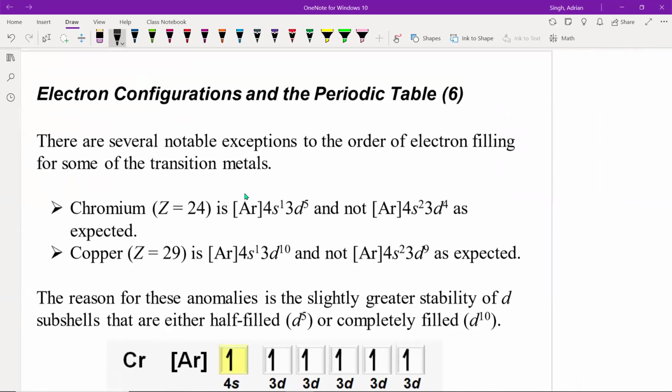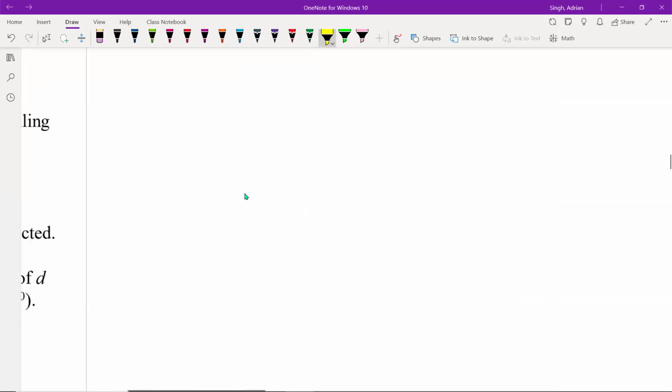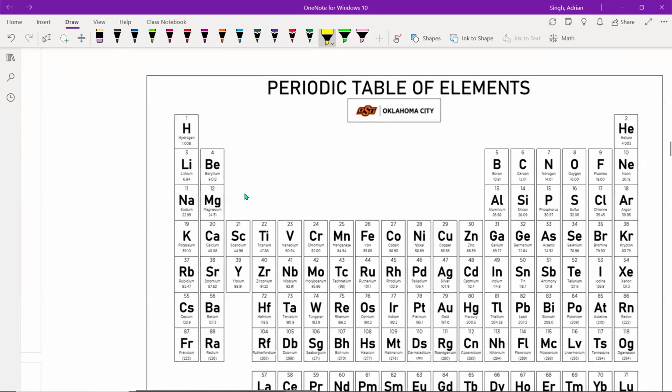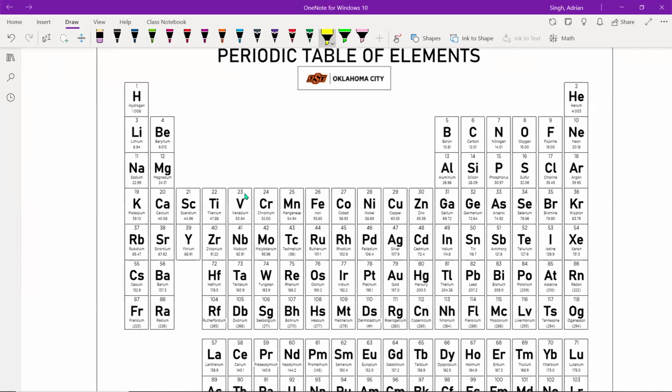Now, we do see a couple anomalous instances of electron configurations for a couple of those elements, and two of the more common ones that we'll see are chromium, atomic number 24, and then copper, atomic number 29. So let's first of all take a look at chromium, atomic number 24. And we'll find it on our periodic table. Okay, so chromium is right here.